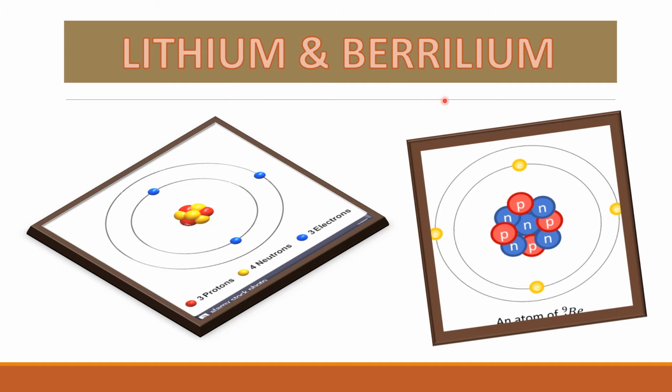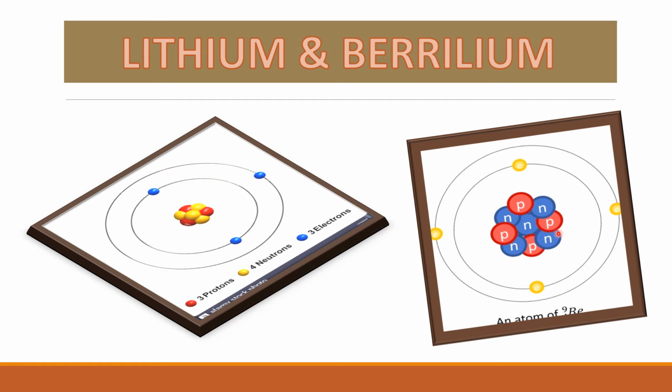Next one, lithium and beryllium. So this is lithium atomic structure where there are 3 protons, and you can see 4 neutrons, 1, 2, 3, 4. 4 neutrons are present within the nucleus and 3 electrons are present. So more than 2 electrons, that's why in the second orbit 1 electron is there.